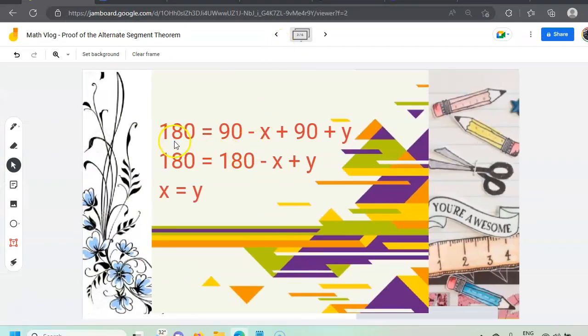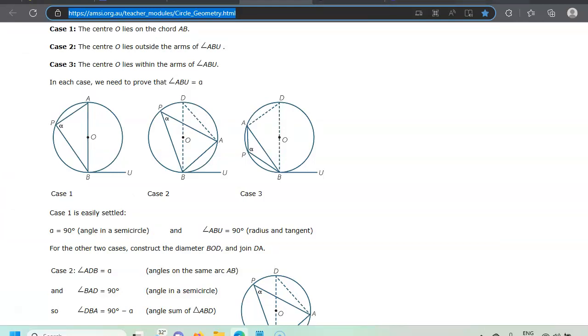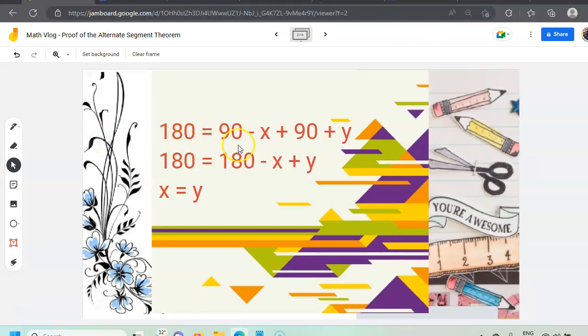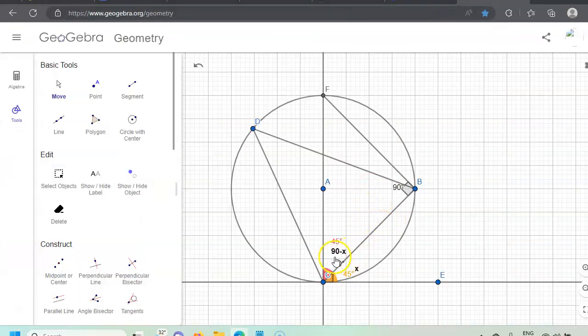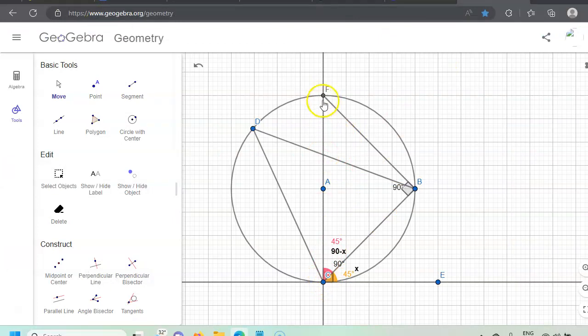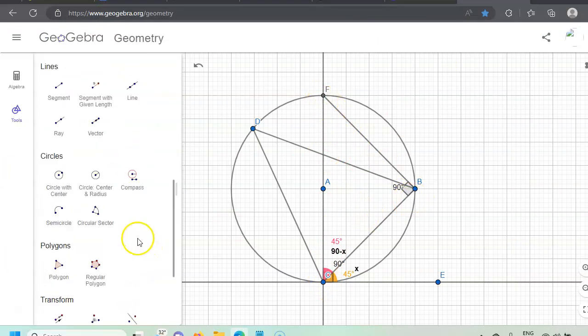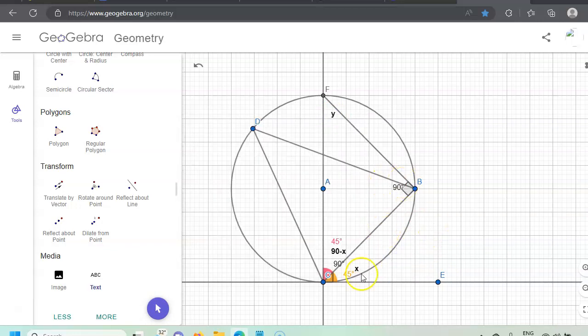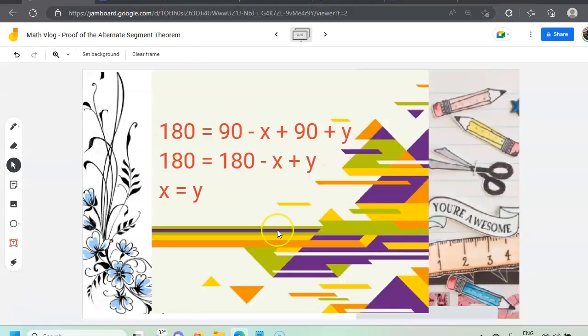So we're going to sum up all of the angles of triangle CFB. So we have 180 degrees minus 90 minus x. Okay, you have 90 minus x, then plus 90, and then let's call angle CFB as angle Y. So again, 90 minus x plus 90 plus y is equal to 180 degrees.